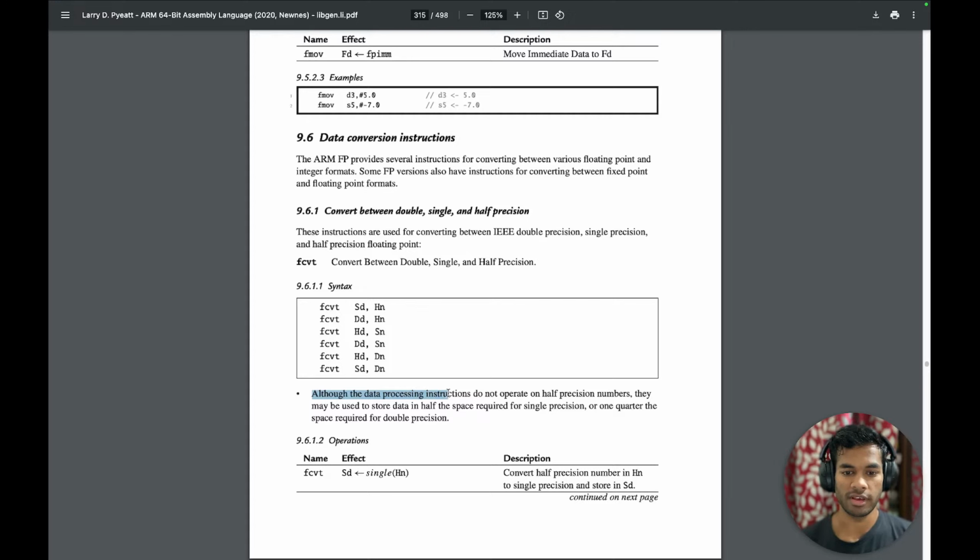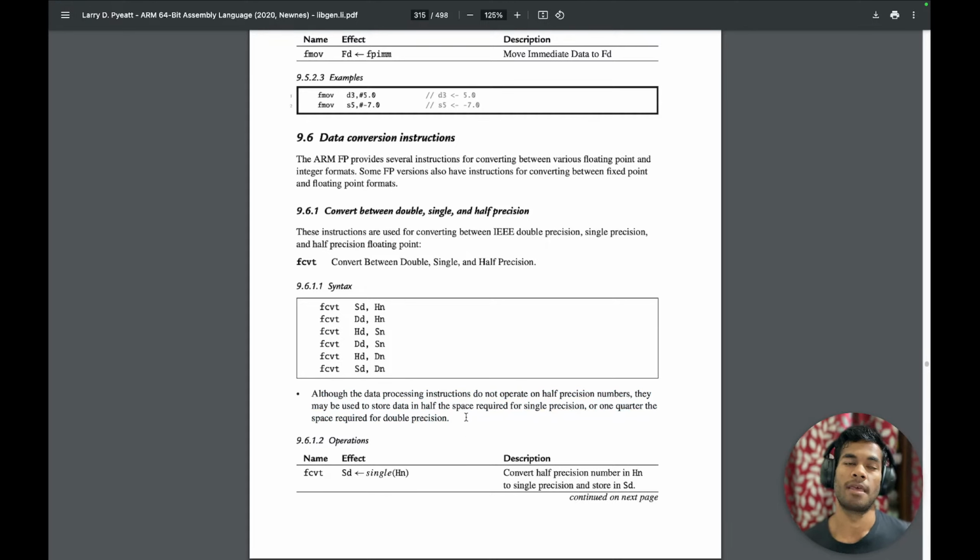Although the data processing instructions do not operate on half precision numbers, okay, they may be used to store data in half the space required for single precision, or one quarter of the space required for double precision.